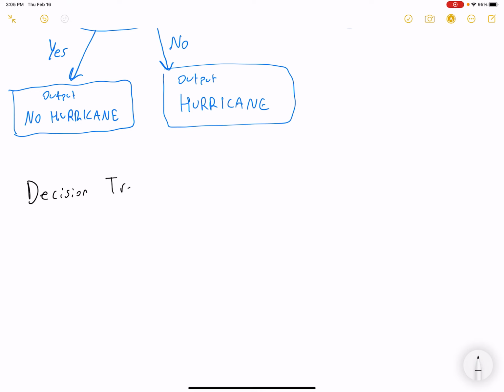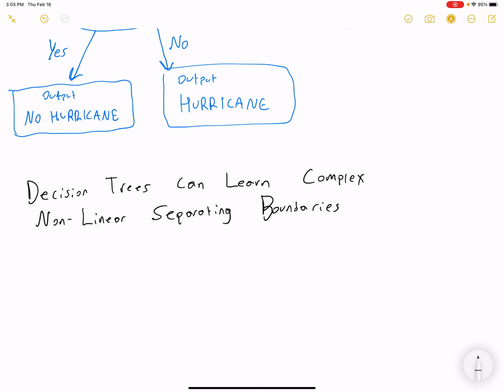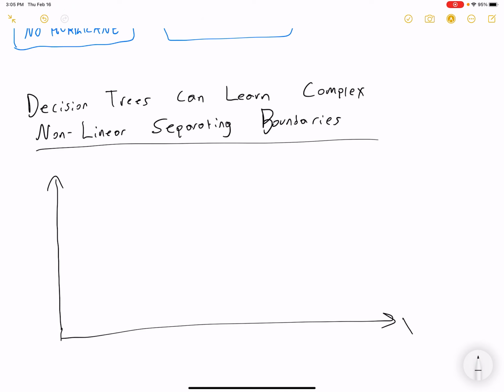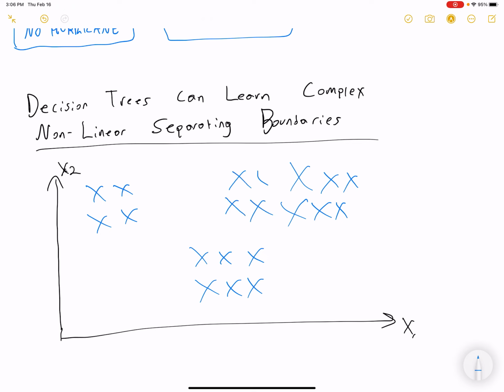So decision trees can learn complex non-linear separating boundaries. And to see why that's the case, let's just look at a simple example of a two-feature input space, so x1 and x2, and with two categories of data points, and maybe they overlap like that.